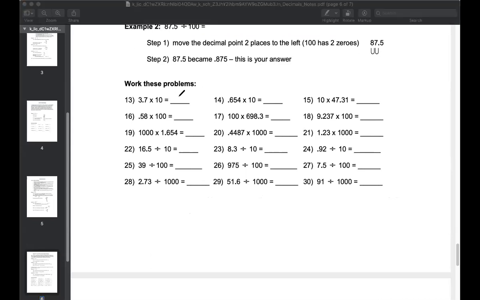So what is 3.7 times 10? 37. It's one place to the right. It's two places when it's 100. So it's just 37, not 370, okay? What's 0.654 times 10? 6.54. Good. And then 47.31 times 10. 473.1. Perfect. Okay, all right.